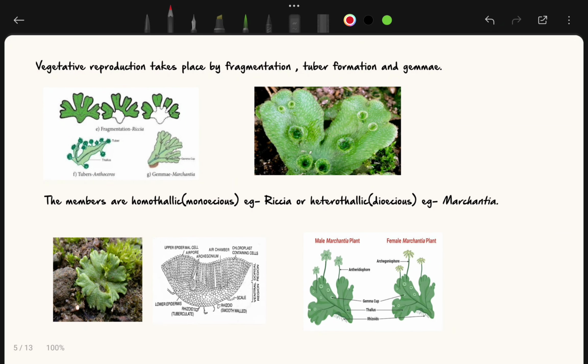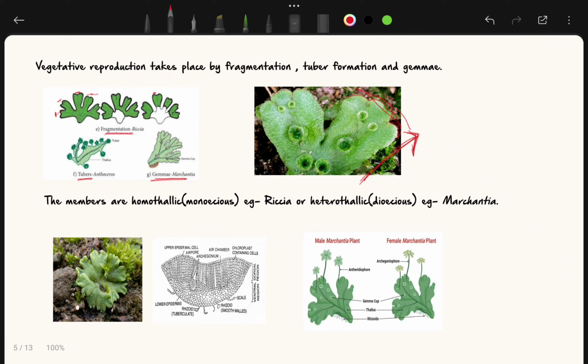Liverworts are known to reproduce by two methods, vegetative method as well as sexual methods. In case of vegetative method, they will take place through fragmentation, tuber formation, and then through gemma. What you'll see is that the plant body, this is known as the apical region. The plant will grow in the apical region, so the direction of the growth of the plant will be in this direction.